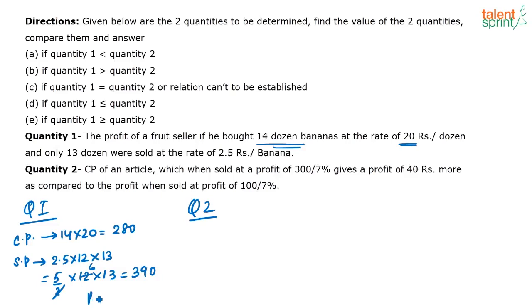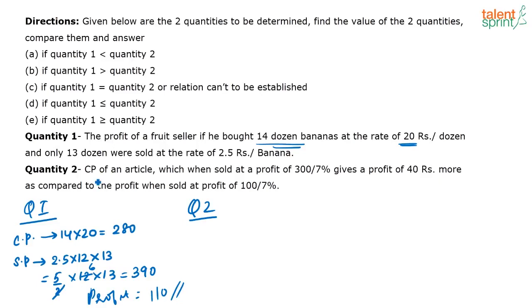So what is the profit that he makes? Profit is always equal to the selling price minus the cost price. That is here 390 minus 280, the profit that he makes, right? That is equal to 390 minus 280, that is 110. Now, let us look at quantity 2.